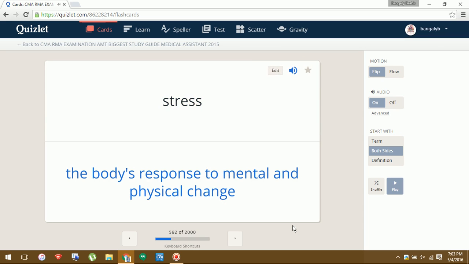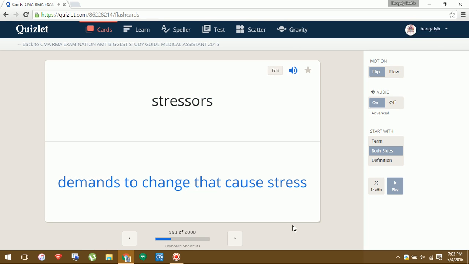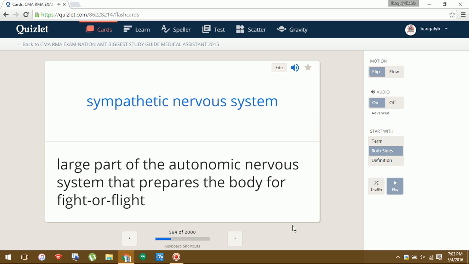Stress. The body's response to mental and physical change. Stressors. Demands to change that cause stress. Sympathetic nervous system. Large part of the autonomic nervous system that prepares the body for fight or flight.